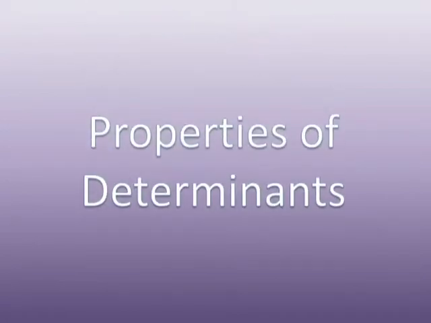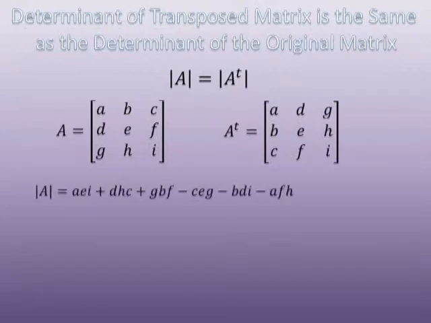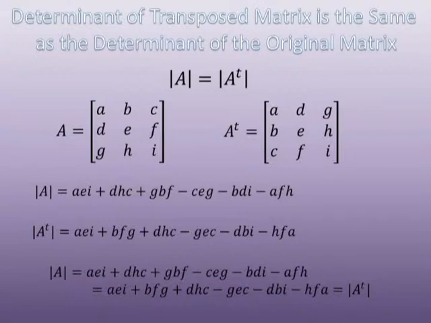For simplicity, the properties are proven with 2-by-2 or 3-by-3 matrices. However, these properties work for n-by-n matrices. The determinant of a transposed matrix is the same as the original. Assume matrix A is the following. Then its transpose is. Find the determinant of both matrices. By the commutative property of real numbers, the determinants are the same.